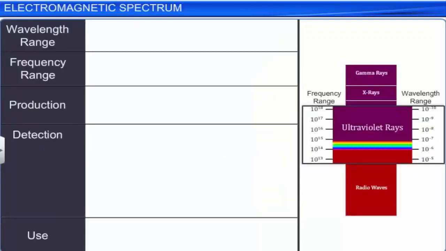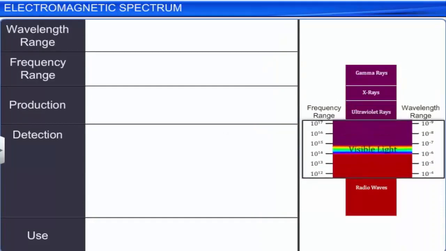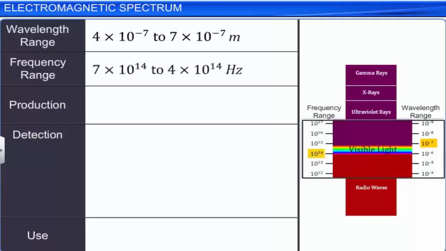Now, let us discuss the most familiar form of electromagnetic waves, that is, visible light. Wavelength of visible light is in the range of 4 × 10^-7 meters to 7 × 10^-7 meters. The frequency of visible light is in the range of 7 × 10^14 Hz to 4 × 10^14 Hz.